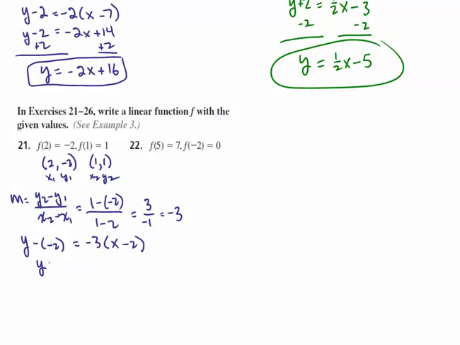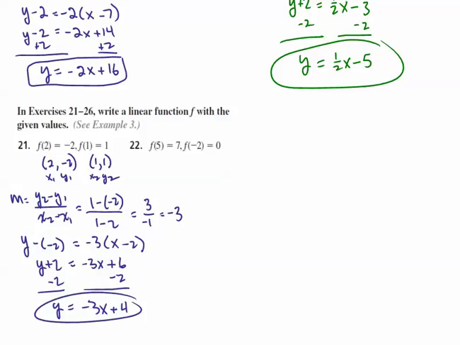Simplifying, y minus negative 2 is y plus 2. Distributing, negative 3x plus 6, subtracting 2, and we get y is equal to negative 3x plus 4. On to the next one.